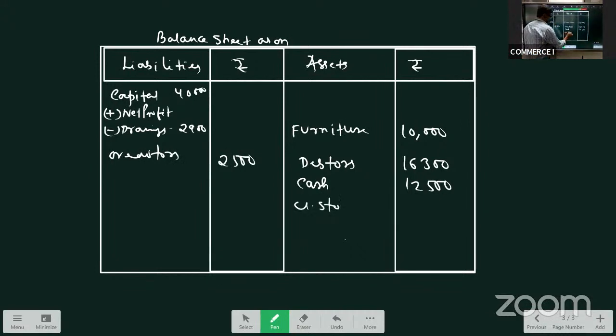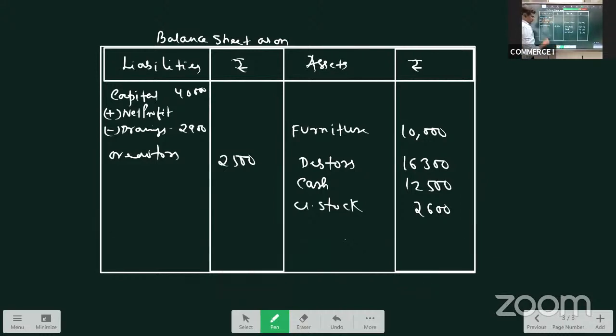I told you, no, closing stock will have dual effect. It is an adjustment entry. It will first appear in the trading account, then again it has to be taken in the balance sheet on the asset side. Okay, now there is one thing we have to add up here.